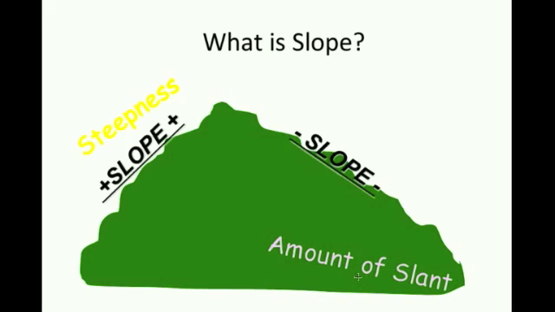Slope is a measurement that measures the amount of slant in something. It's a comparison of rise over run. Essentially, we want to look at how steep this is, comparing it to the rise and the run. In this case, the rise is going up. It's a positive slope. In this one, the slope is negative. It's going down.